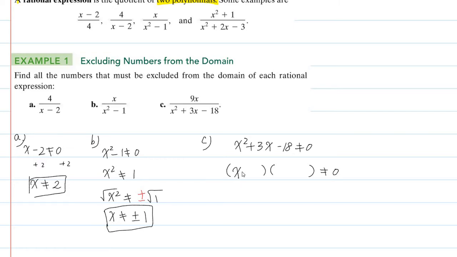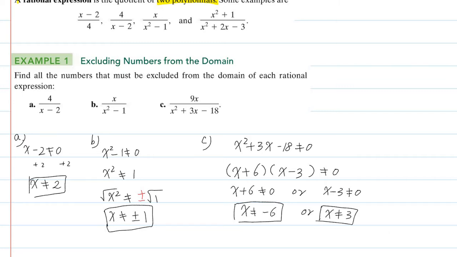When you factor, you're going to have x plus 6 and x minus 3. The two numbers multiply together to give you negative 18, and add together to give you positive 3. Then you set x plus 6 cannot be 0 or x minus 3 cannot be 0. So you solve this, and you're going to have x cannot be negative 6 or x cannot be 3. Then you're done. It's very, very straightforward.